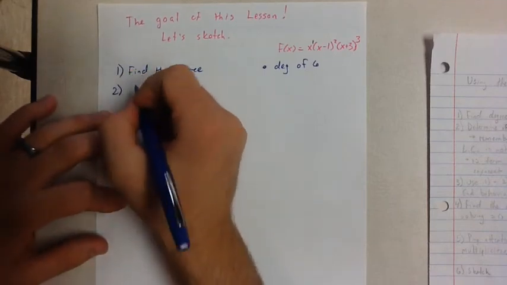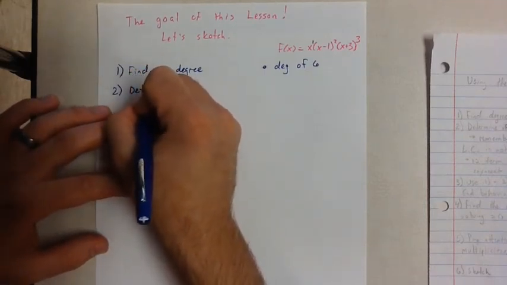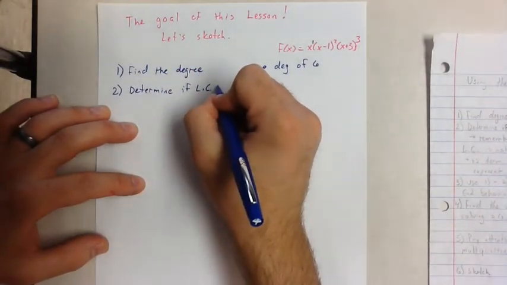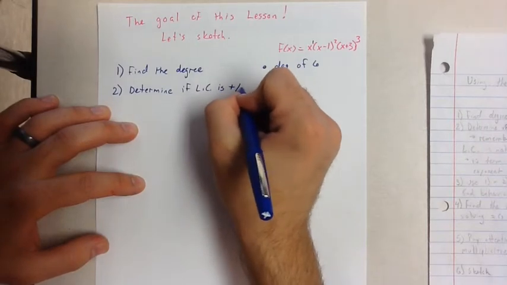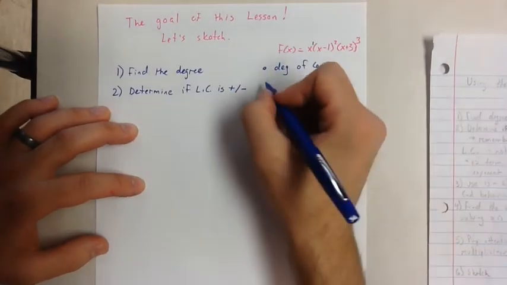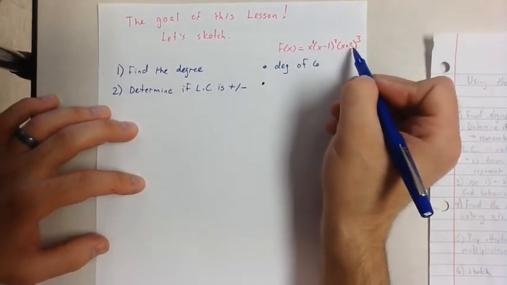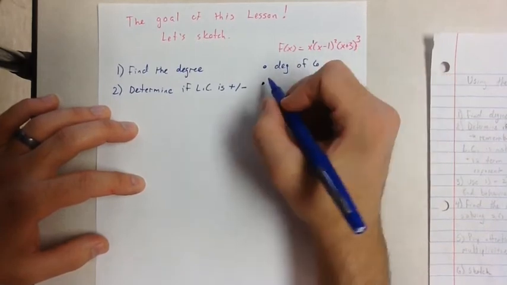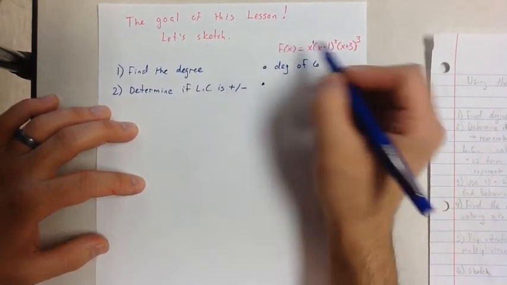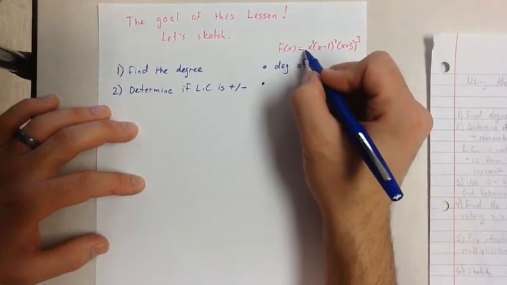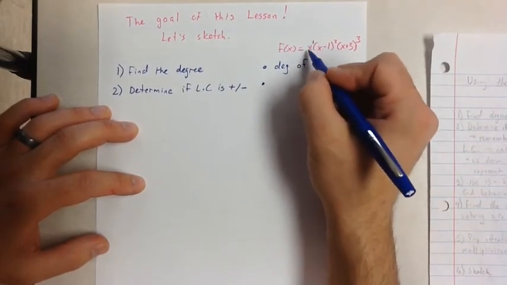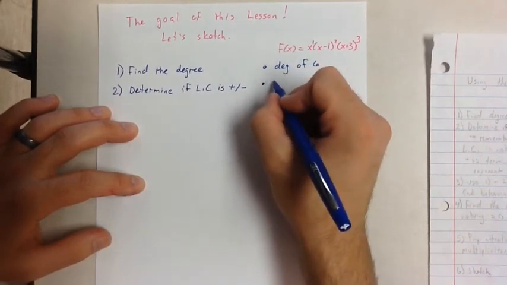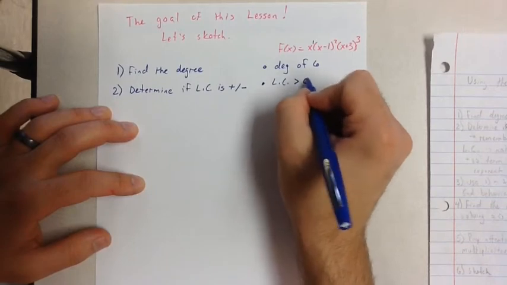The second thing is we want to determine if our leading coefficient is positive or negative. So, how do we do that when it's in factored form? Because we can find it quickly if this is all multiplied out. Well, in our factored form, our leading coefficient is still in the front. So we see we have a leading coefficient that's a positive number. So we have a leading coefficient that's greater than 0.